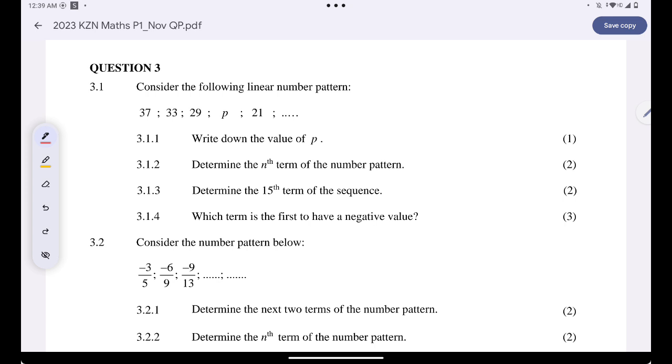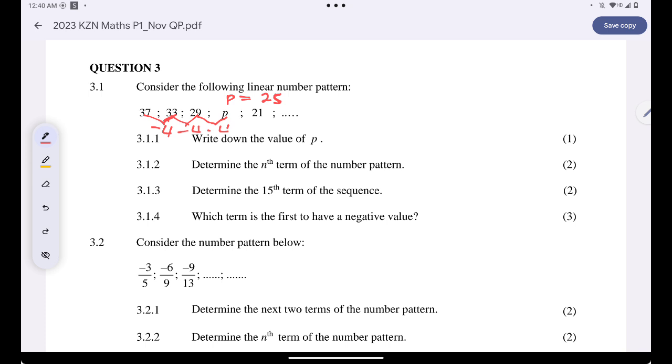Immediately when they tell me that I have a linear number pattern, the first thing that should click in my mind is that the difference is common. So the difference between these two terms, 33 minus 37, I should get a negative 4. 29 minus 33, it's a negative 4. And then 29 plus a negative 4, I should get the value of p. That means p should be 25.